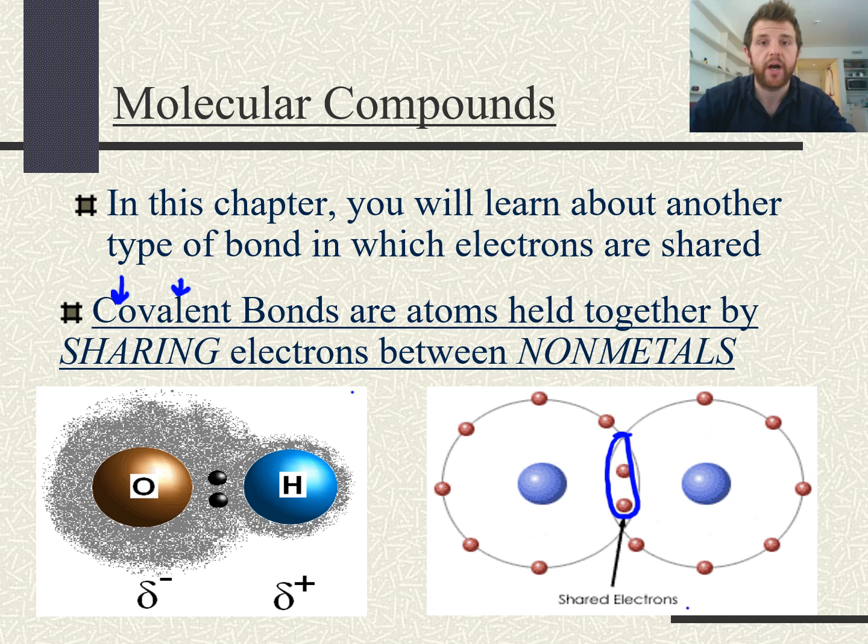For molecular compounds, we're going to be learning about electrons that are shared. Basically, covalent bonds are held together by sharing electrons. Remember, co meaning share, and then valent, like valence electrons. And they kind of look like this, where the orbitals overlap and they stay together just via that connection.